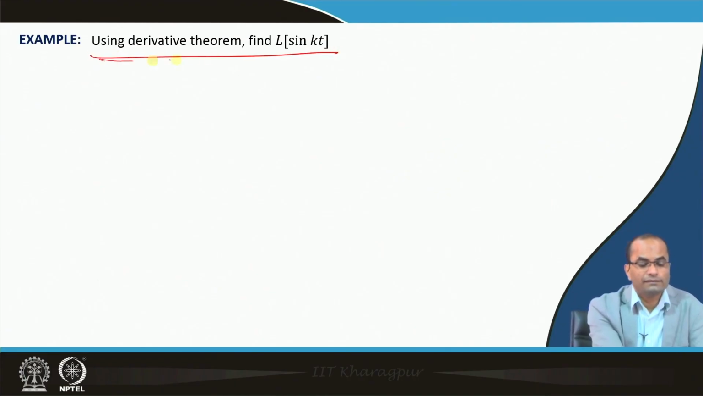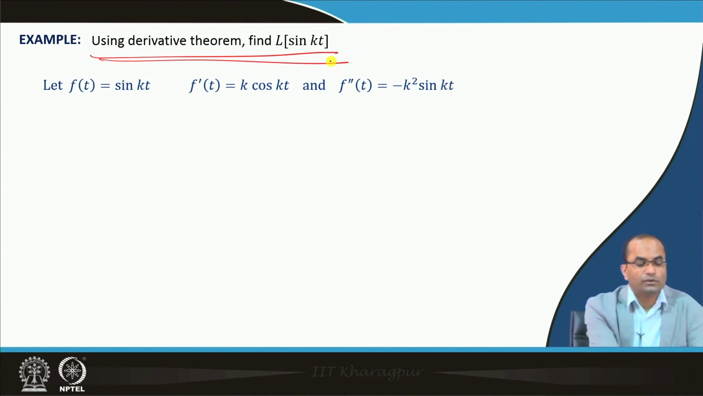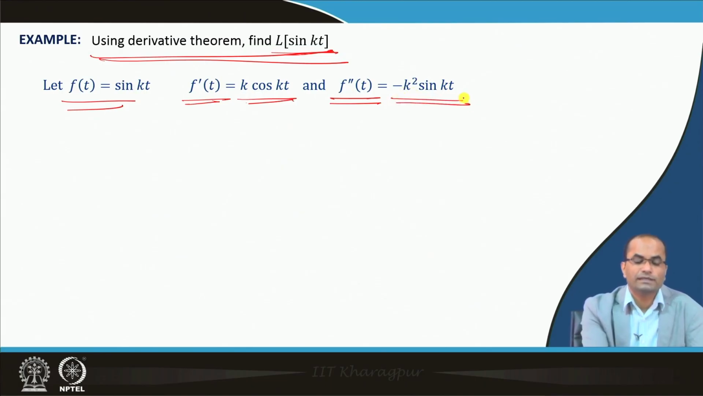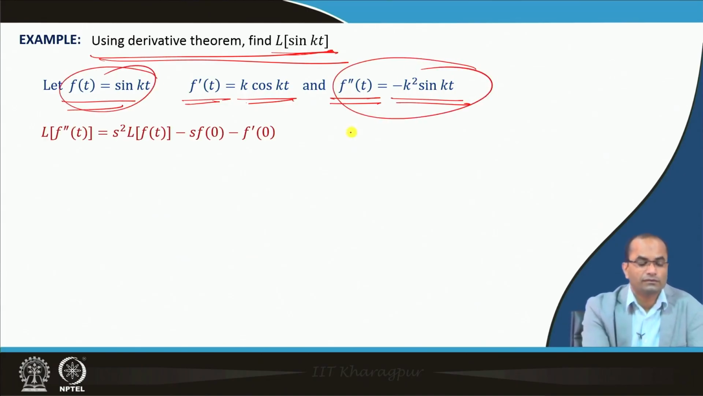Now, using this derivative theorem, we will find the Laplace transform of sin kt. So, f(t) is sin kt if we assume. Here, purely the application of the derivative theorem will be used to find the Laplace transform of sin kt. The first derivative is k cos kt, and if we take another derivative once more, we have minus k squared sin kt. Now, we will apply this derivative theorem for the second order.